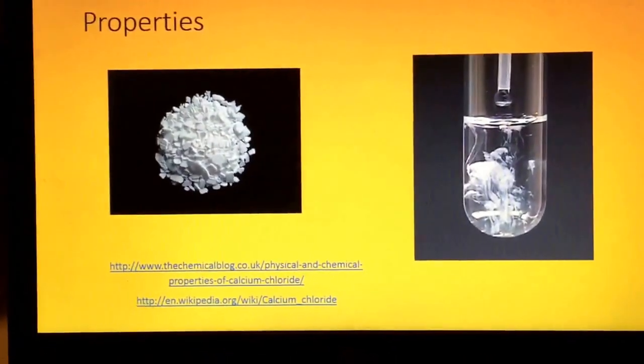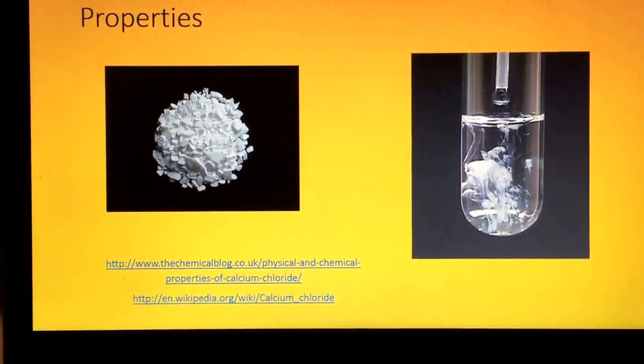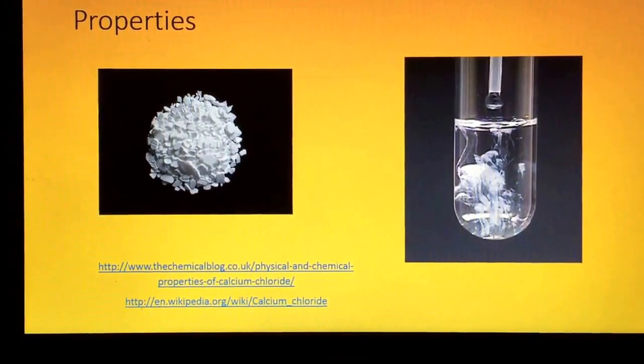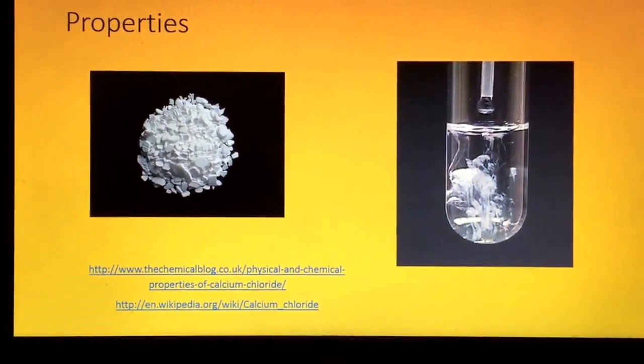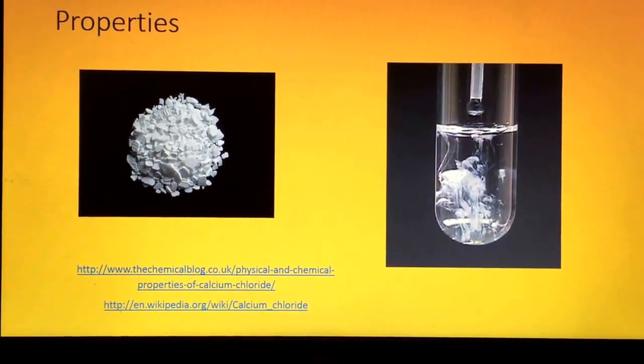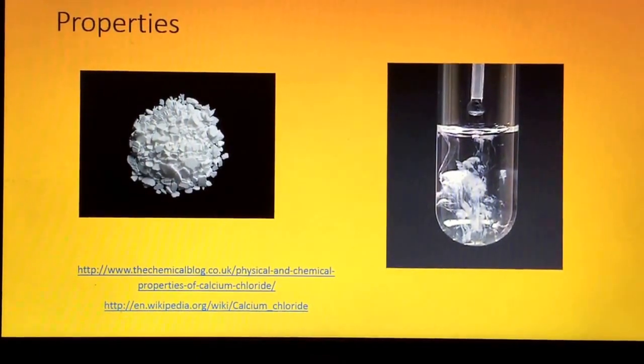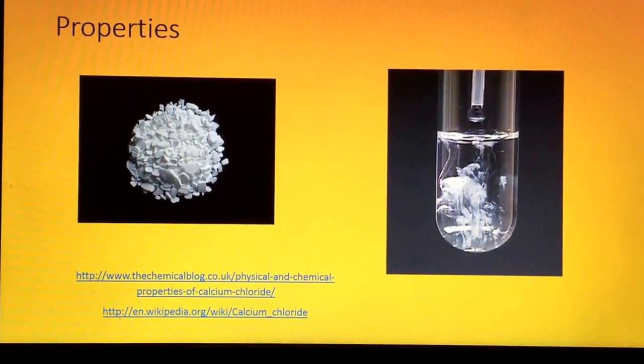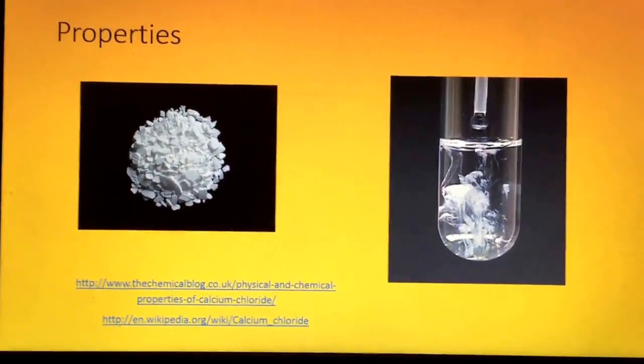Some chemical properties are that calcium chloride has a molar mass of 110.98 grams per mole. It has a pH between 8 and 9 when in solution, which means it's a basic solution. It also participates in exothermic reactions with other compounds where heat is released in this process.